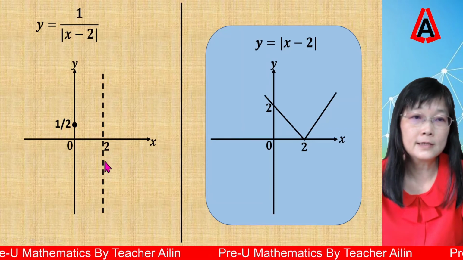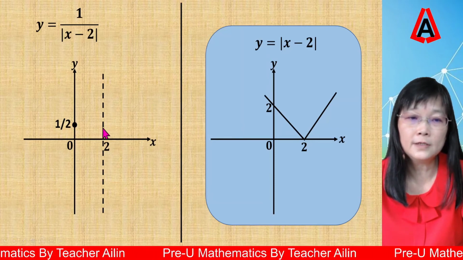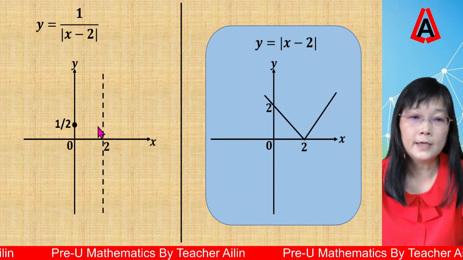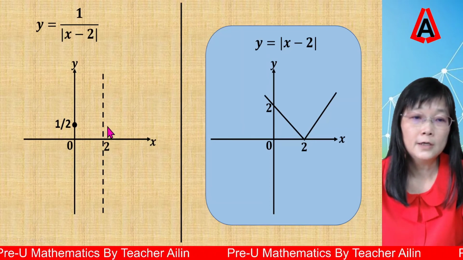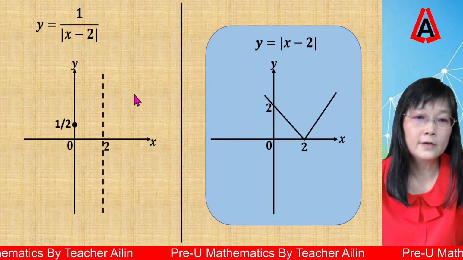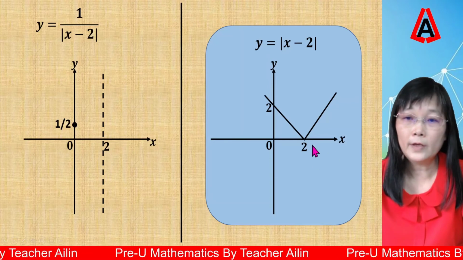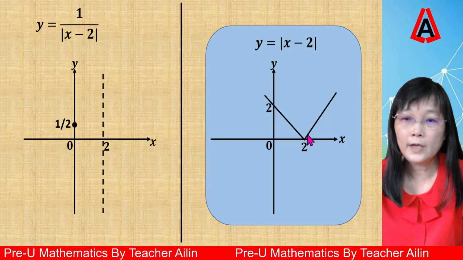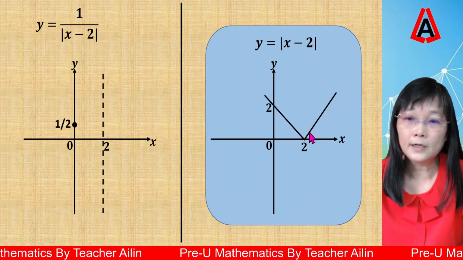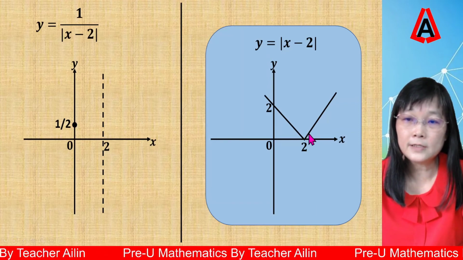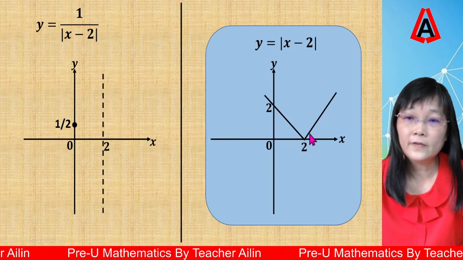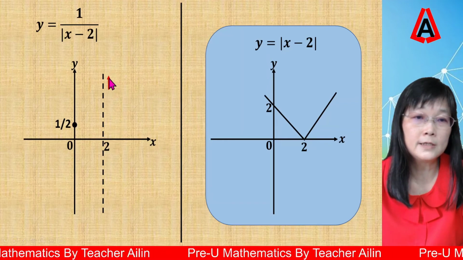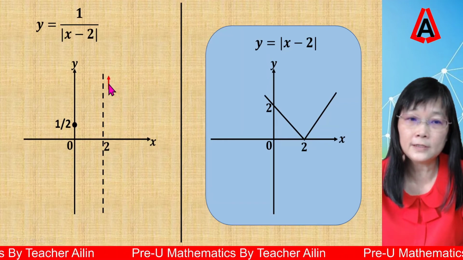Next, since the reciprocal function has a vertical asymptote, we need to consider the value of y that is near to the asymptote. First we consider the right hand side. When x is slightly greater than 2, y is slightly greater than 0, that is 0 positive. So 0 positive when converted to the reciprocal is positive infinity.